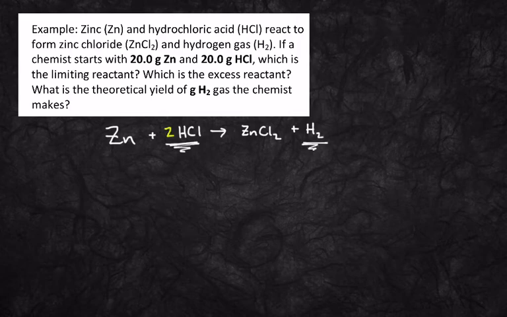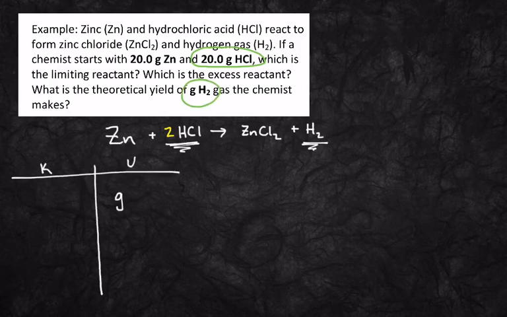In the problem, I care about the HCl, and I'm using the mass of the HCl to figure out the mass of the hydrogen gas that I produce. So grams HCl, I'm looking for grams H2. That's my known and unknown table. I'm looking for grams of H2. I know that I have 20 grams of HCl. Now, if you're wondering why I'm not using the grams of zinc, it was on the previous slide. I determined that HCl is the limiting reactant, and so that's the one that I need to use in my known and unknown table. I can forget about the zinc. I have more than enough zinc.